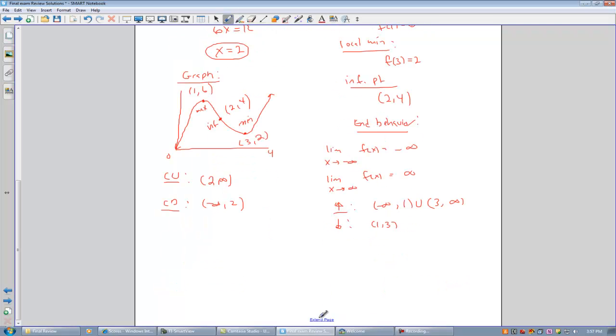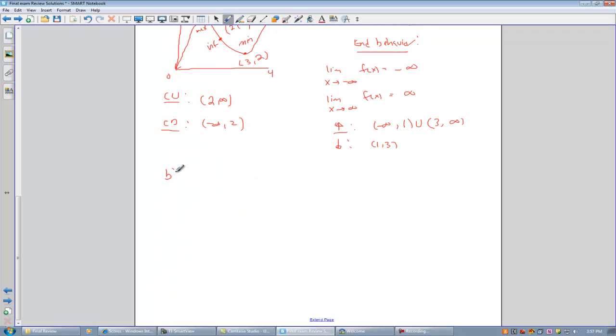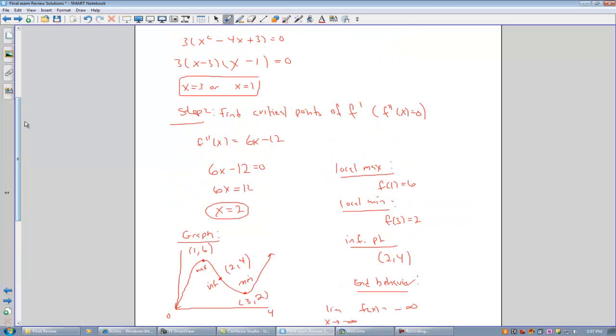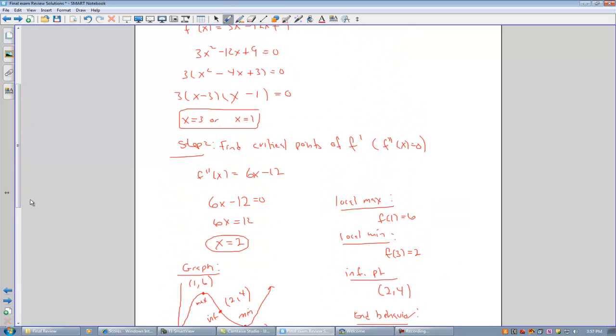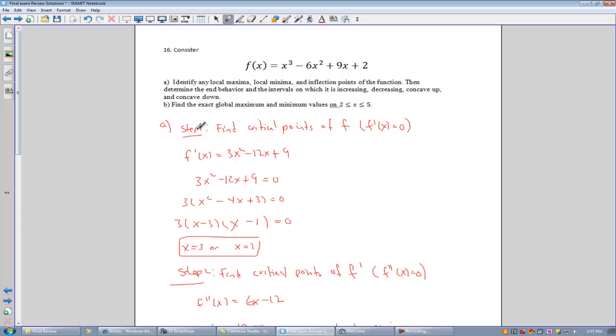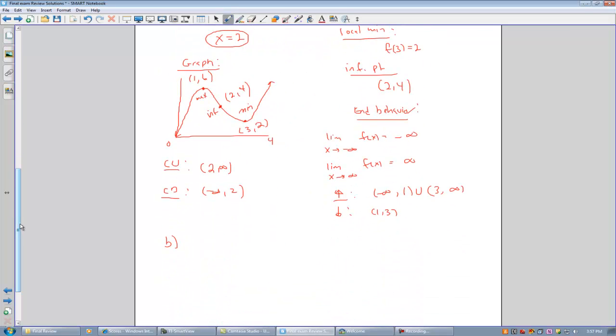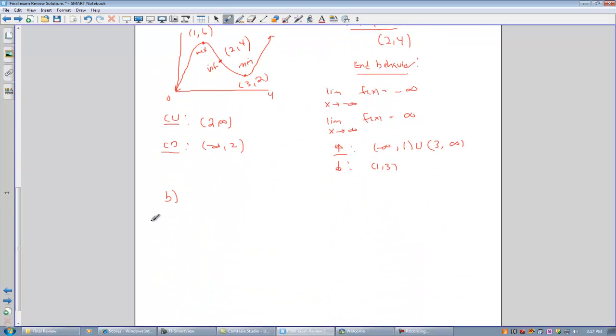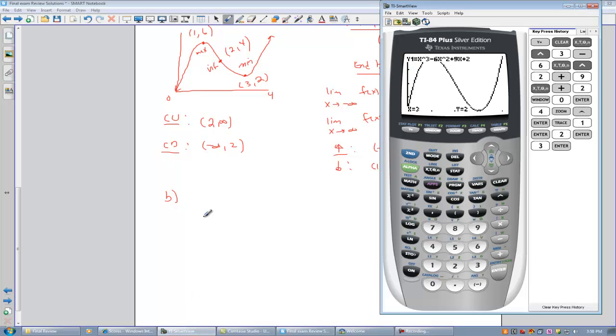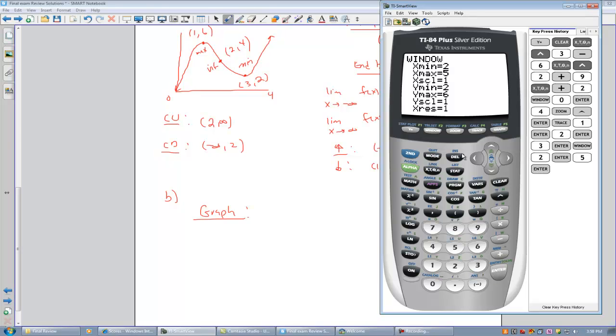Okay, part B. So on part B, what does it say? If you look back at the question, it says find the exact global maximum, global minimum on 5. And the way this works is you take out your calculator. All you really need to do is look at the graph, but you want to look at the graph between 2 and 5. So change your window, because all you care about are values between 2 and 5. And we'll zoom fit it.